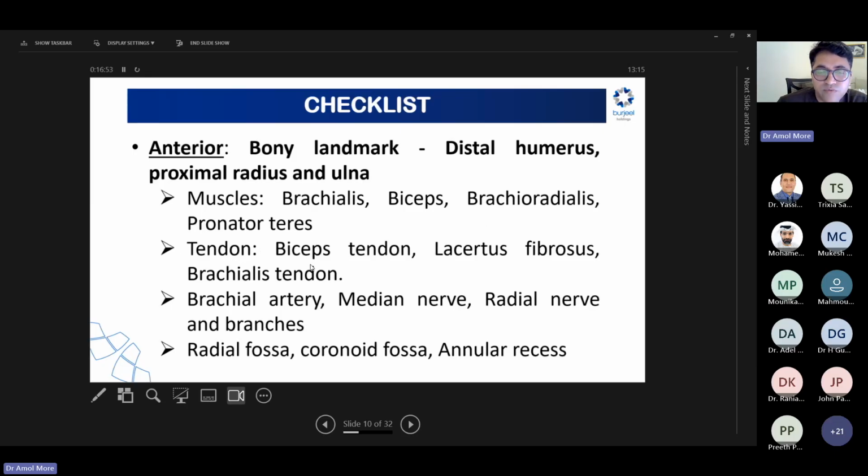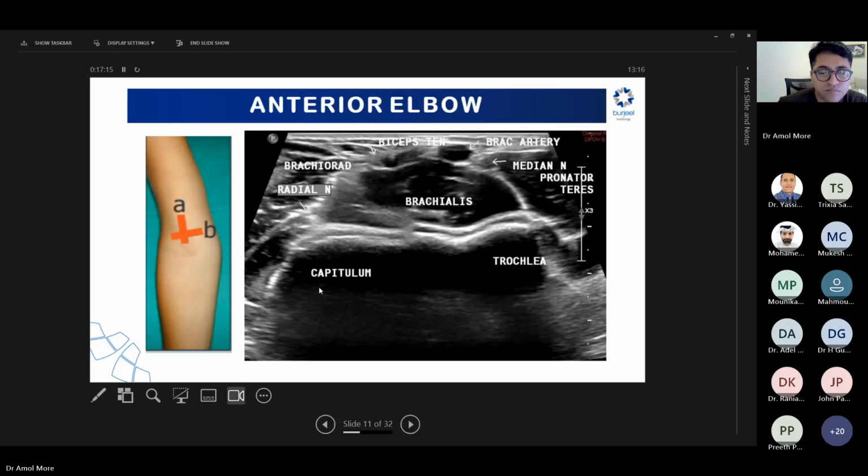And in tendons, we'll see the distal biceps tendon. The continuation of fibrous structure along the distal biceps tendon is nothing but the lacertus fibrosus and brachialis tendon. Then the brachial artery, median nerve, radial nerve, and branches. We'll see the radial fossa, coronoid fossa, and annular recess along the anterior elbow joint. We'll see these structures one by one.